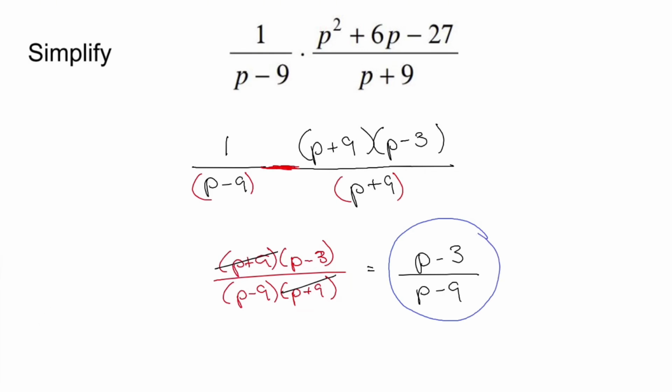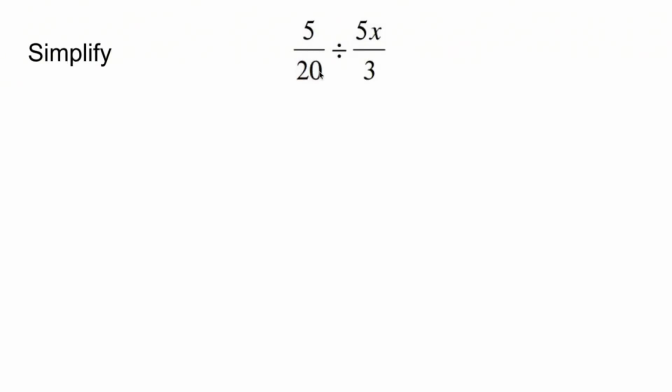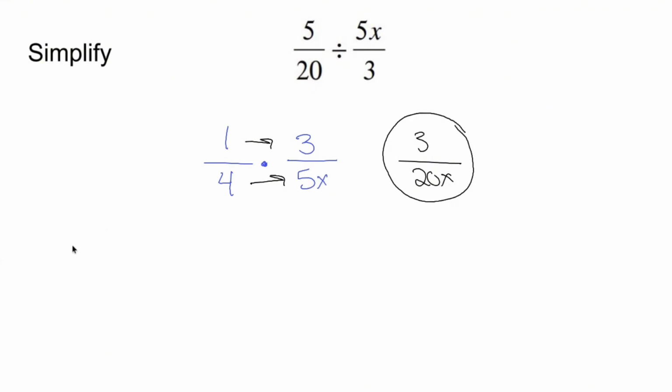Okay? Tough stuff. Simplify 5 over 20 divided by 5x over 3. Well, first off, 5 over 20 simplifies out to 1/4. Let's take care of that. Now, instead of dividing the fraction, let's multiply the reciprocal. So change, flip. All right, so now we can multiply straight across the top. 1 times 3 is 3. Straight across the bottom, 4 times 5 is 20. X comes along for the ride. Looking at that, nothing else simplifies, and that's going to be our answer.